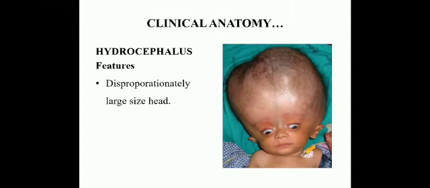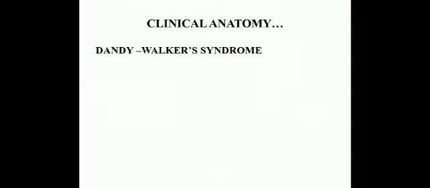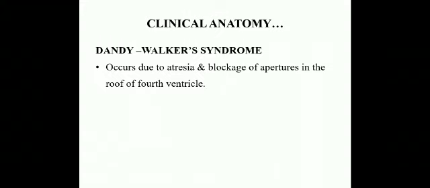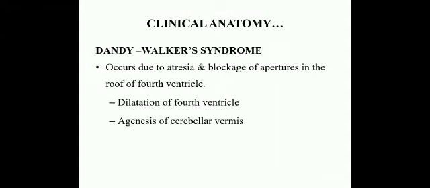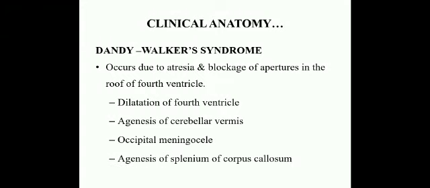The features include a disproportionately large head and the setting sun appearance of the eyes. Dandy-Walker syndrome occurs due to atresia and blockage of apertures in the roof of the 4th ventricle, and it is characterized by dilatation of the 4th ventricle, agenesis of the cerebellar vermis, occipital meningocele, and agenesis of the splenium of the corpus callosum.